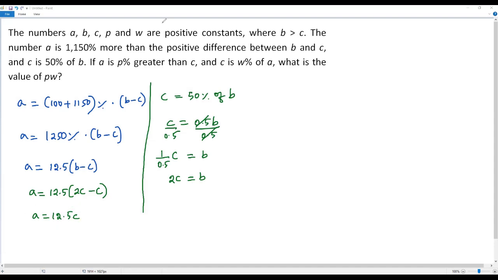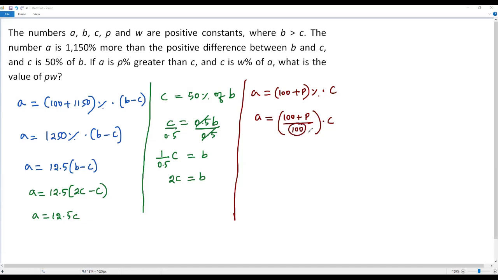Okay, now what we can do is we can consider the other information, that is A is P% greater than C. Okay, that is A equals, P% greater than means we have to add P to 100. 100 positive P percentage times this value, that is C. Okay, then we get A equals, we can write this percentage as a fraction, that is 100 positive P divided by 100 times C. Okay, here 100 is the common denominator for 100 and positive P.